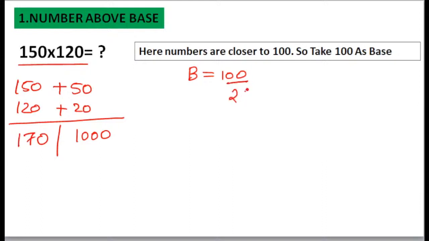Here you know 100 has 2 zeros. Your base has 2 zeros, so you need 2 digits in your RHS.